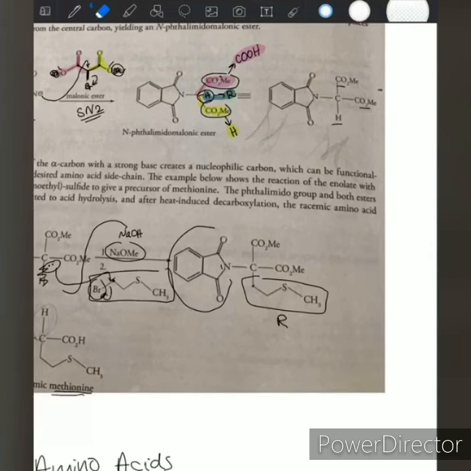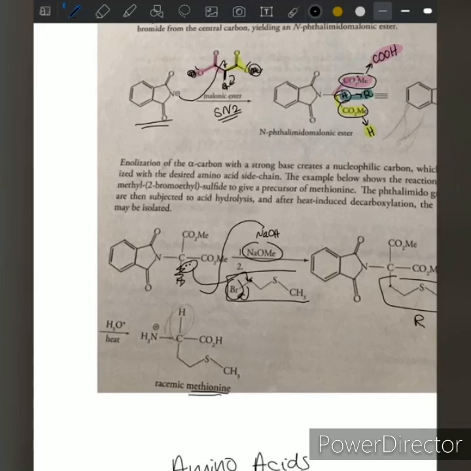This is protected, right? So we need to get rid of that protection. Second of all, we don't have a carboxylic acid and we don't have a hydrogen. So let's move on to the next step and see what happens.